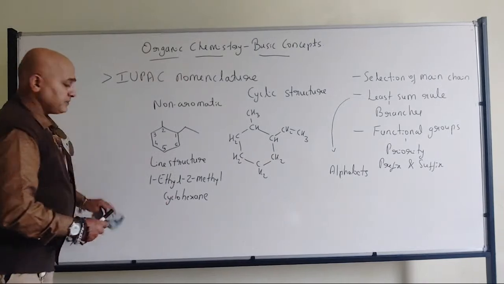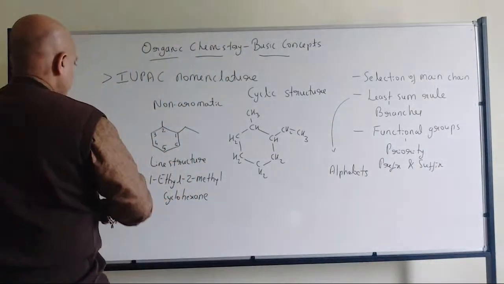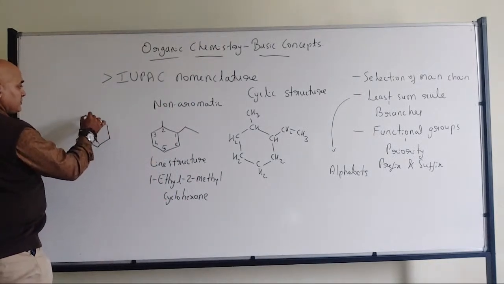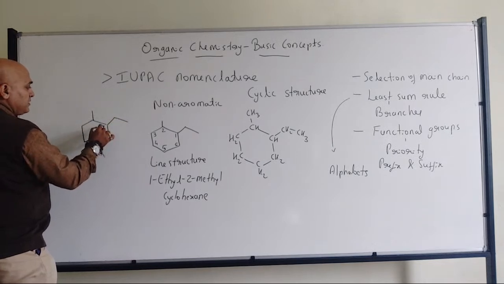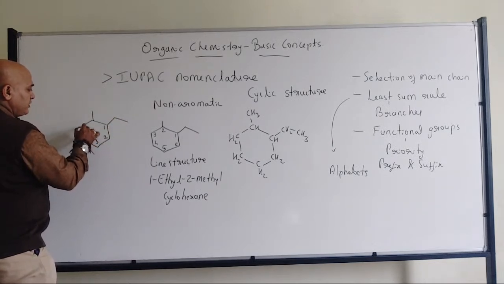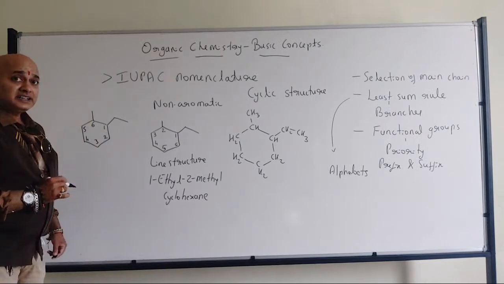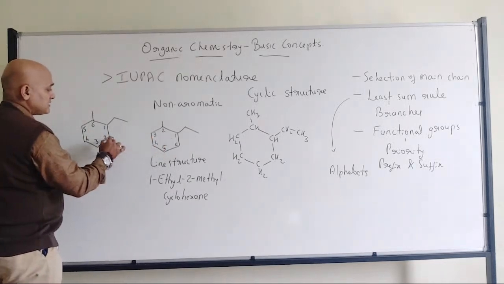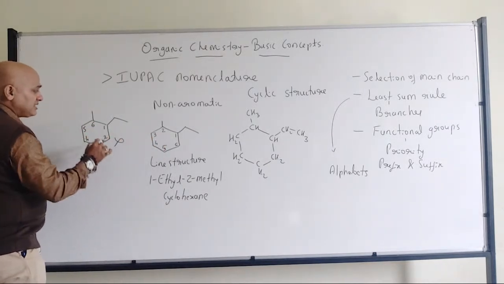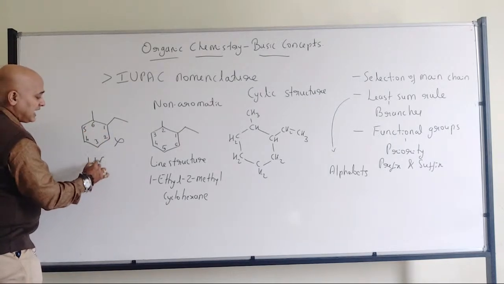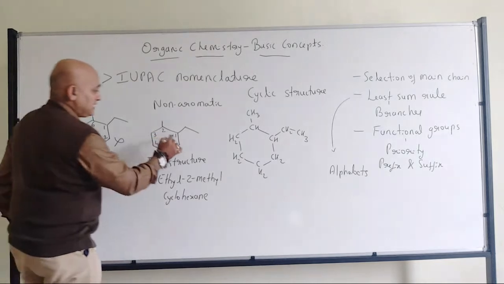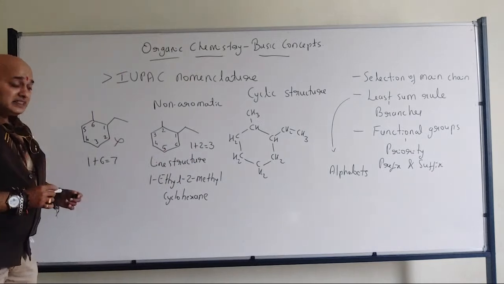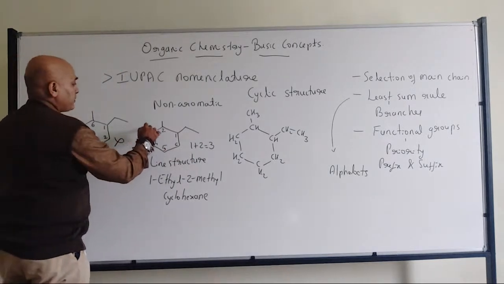Observe here carefully. If I am writing the same molecule, the numbering will be like this: 1, 2, 3, 4, 5, 6. People are thinking clockwise. So we have to go with clockwise, not anti-clockwise. This is wrong, because if I go like this, the substituents I am getting at 1 and 6, that is 7. But here 1 and 2, that is 3, least sum rule. So this is the proper one, this is wrong.